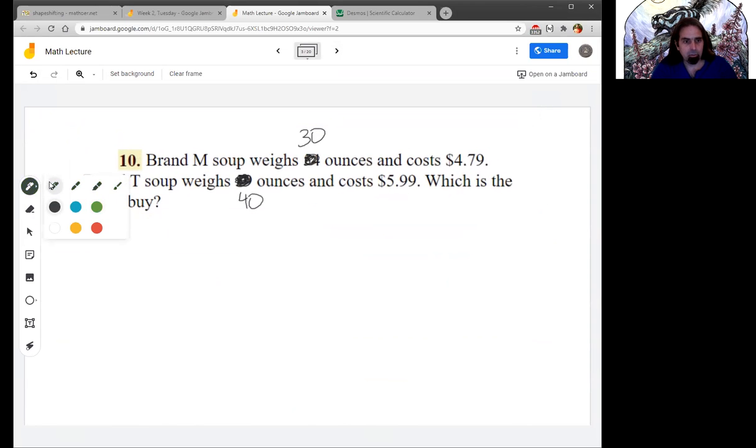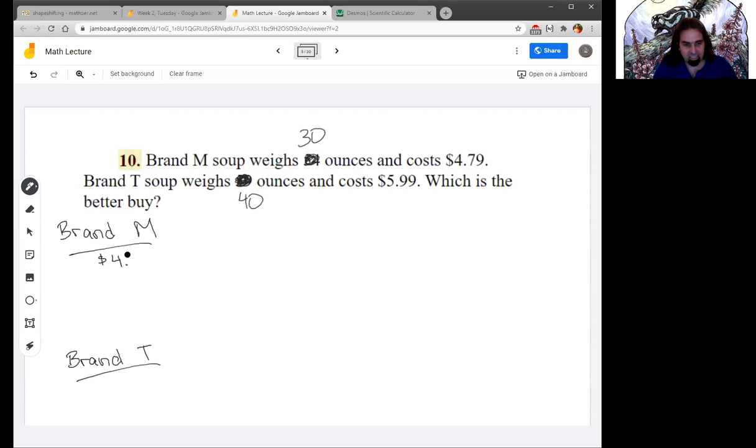So we still have brand M and brand T. And this one is now dollars on top style. And again, you don't need to do both. Just do whichever works best for your brain. Different people prefer one or the other. So now that I've written it that way, it's still top divided by bottom.